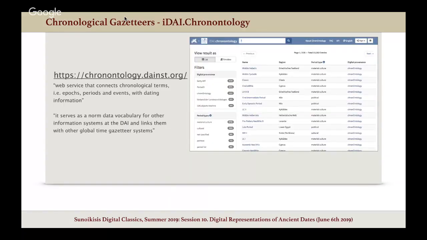Chronology has been created by the German Archaeological Institute in Berlin, and it is part of a number of web services and databases around the many projects of that institution. They define themselves as a web service that connects chronological terms like epochs, periods, and events with dating information. And it serves as a norm data vocabulary for other information systems and links them with other global time gazetteer systems. So in the end, it is embedded in a complex architecture of online services and databases.